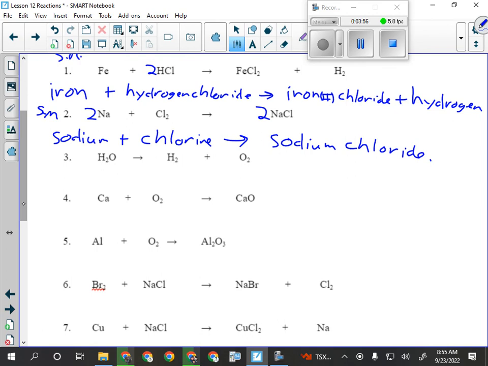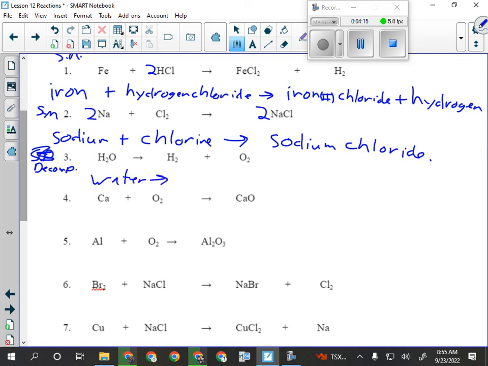All right, what kind of reaction are we looking at in number 3? Simple decomposition, right? We got water breaking down. Okay, I either write SD, usually I write decomp just because SD can be confused with SR. Okay, so decomp, we got water, hydrogen, plus oxygen. Okay, and what's not balanced right now?